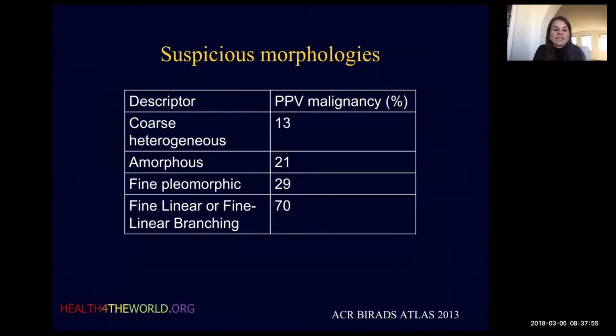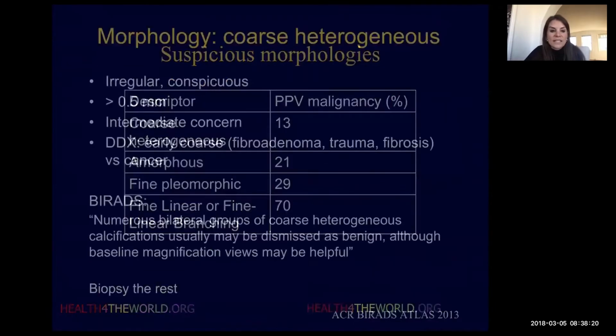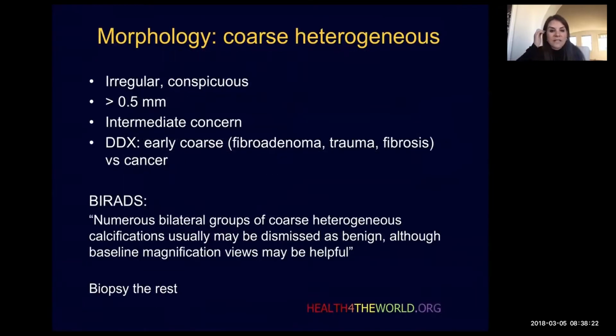And when we look at this chart from BI-RADS, just looking at the PPVs for malignancy of these suspicious calcifications, we see that coarse heterogeneous calcifications has a PPV of around 13%, amorphous 21%, fine pleomorphic 29%, and fine linear branching calcifications are very suspicious. The PPV for malignancy has been shown to be about 70%. So let's take a look at some of these types of calcifications.